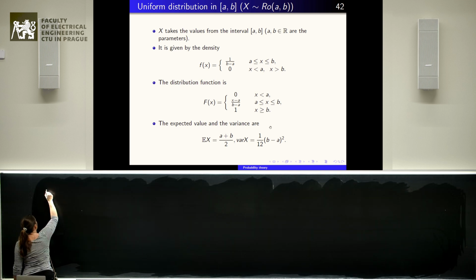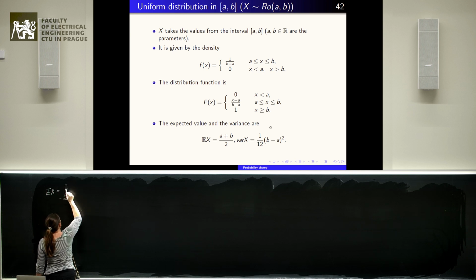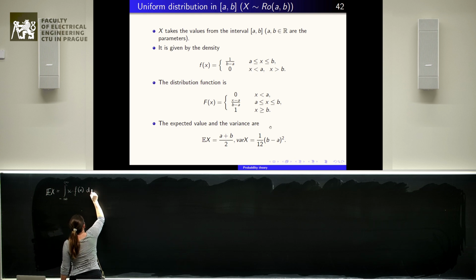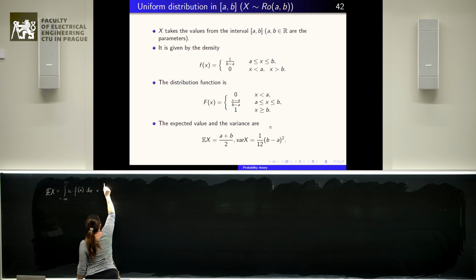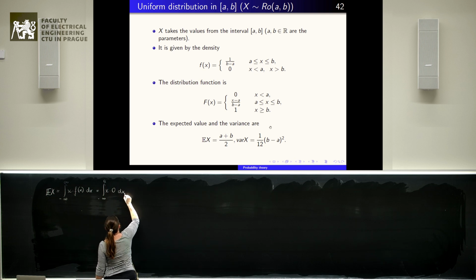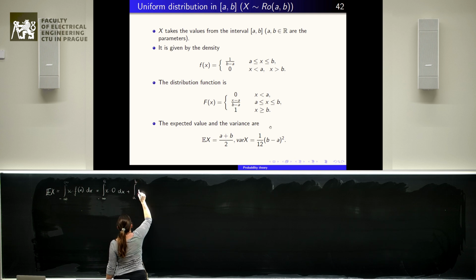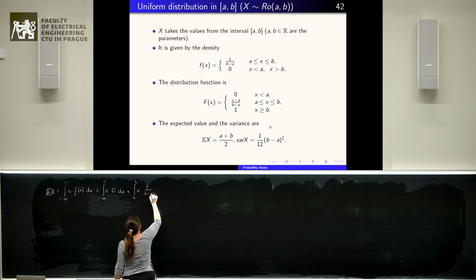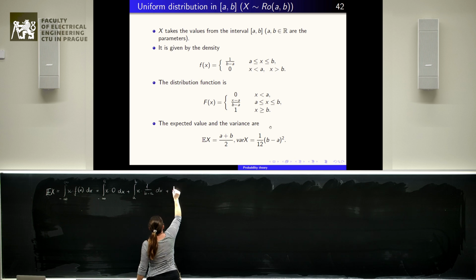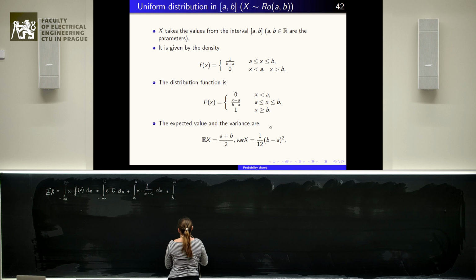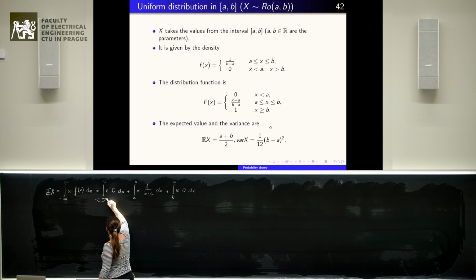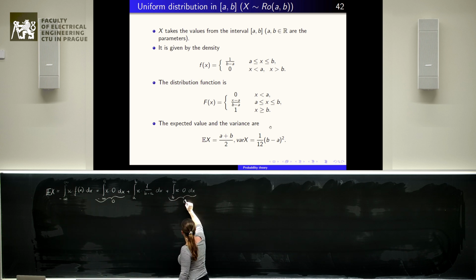So we know that the expected value of a continuous random variable x is calculated as the integral from -infinity to +infinity of x times the density dx. In our case, it is the integral from -infinity to a of x times 0 dx, plus the integral from a to b of x times 1 over b minus a dx, plus the integral from b to +infinity of x times 0 dx. We can see that the first and the third integrals are equal to 0.